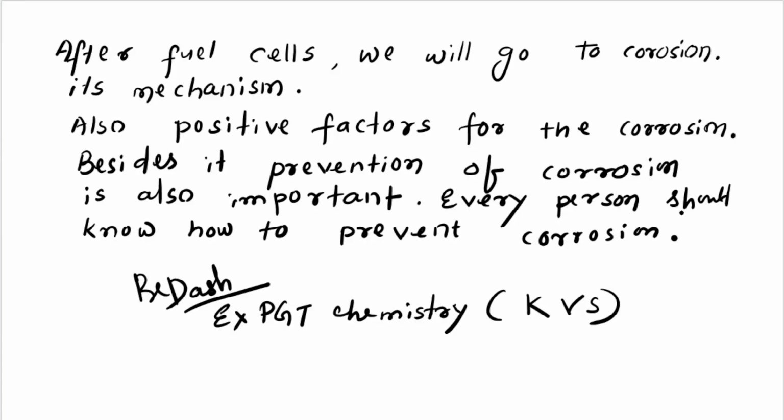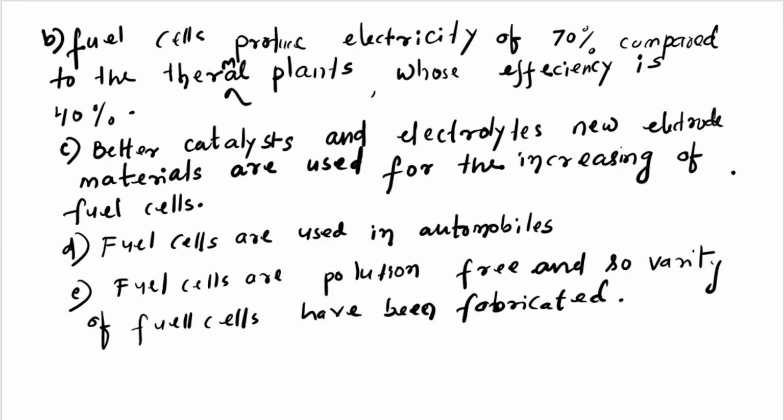After fuel cell, we will go to corrosion and its mechanism. Every person should know how to prevent corrosion, because if you know how to prevent it, that is a positive value. Again, you can observe that fuel cells produce electricity at 70%, whereas thermal plants produce 40%. Which one has good efficiency? Fuel cell.